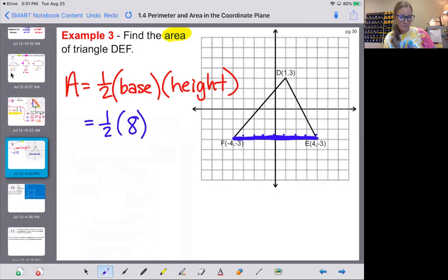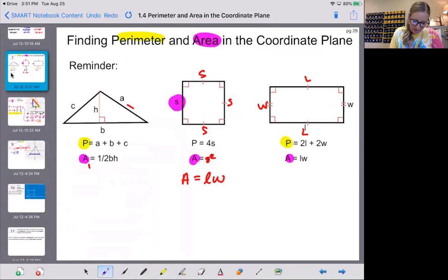Now the height, I'm going to go back to the formula sheet. The height you'll see in the picture here is talking about this distance up and down in the triangle. So that blue line that I just drew. The height is the distance from the top to the bottom. It is not one of the slants, right?